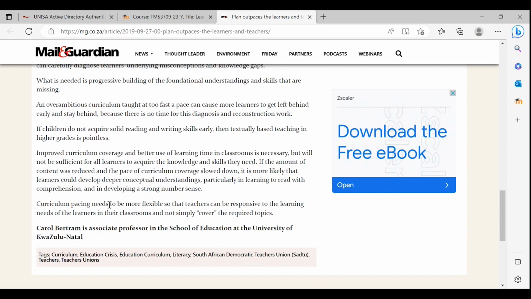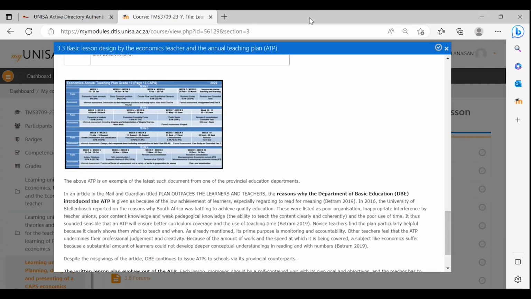Curriculum pacing needs to be more flexible so that teachers can be responsive to the learning needs of the learners in the classroom and not simply cover the required topics. This is, of course, a normative statement. This is what we want to see. Unfortunately, it is not the case currently.